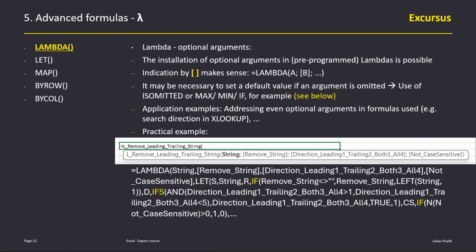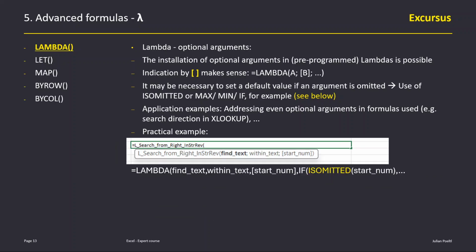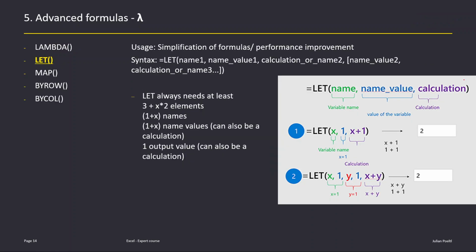It's a nice topic, so if you want to go deeper into that, I can make a video on this later on. Here is another example with INSTRREV, so searching from the right. For example, here the start number, and I use ISOMITTED to find out if the start number isn't there. And then also a very important function, the so-called LET function.